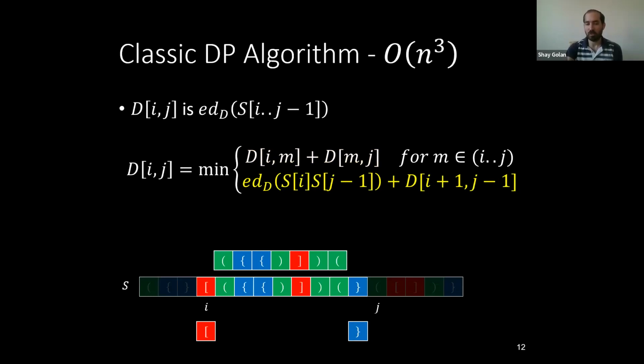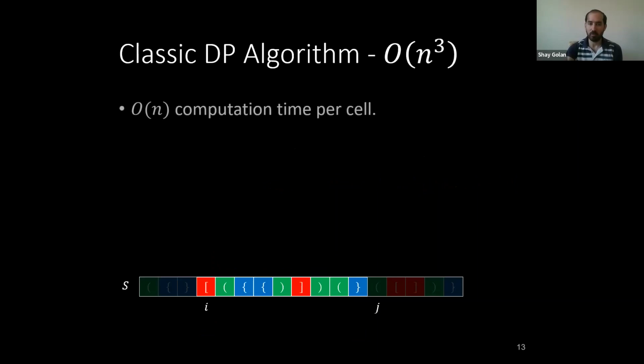The cost of matching the first and last symbol may be 0 if they are actually matched, or 1 as in this example. And there are also cases where the cost of matching the first and last symbol will be 2 if the first symbol is the closing parenthesis and the last symbol is the opening parenthesis. So the dynamic programming algorithm just considers all the options and takes the minimum from all of them.